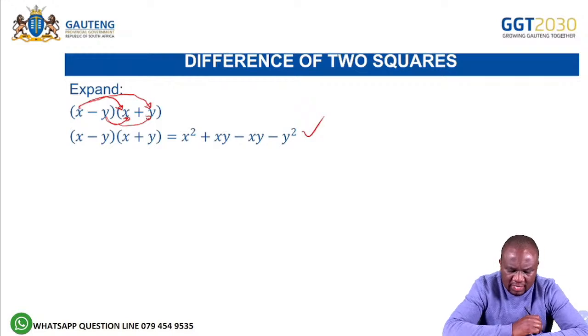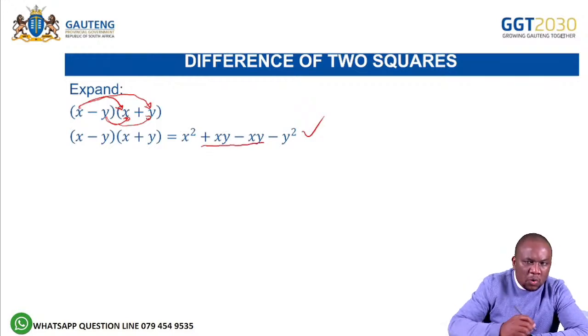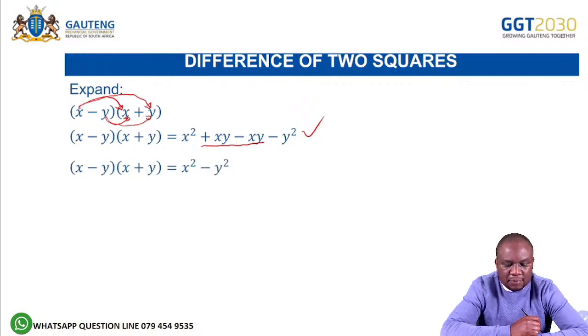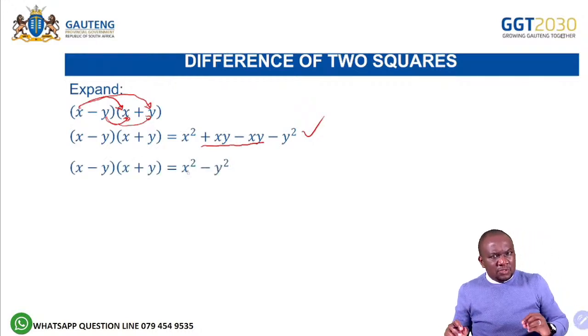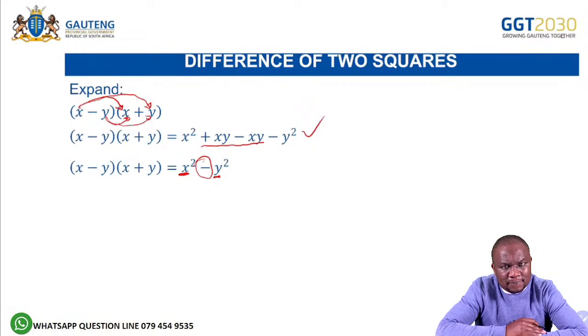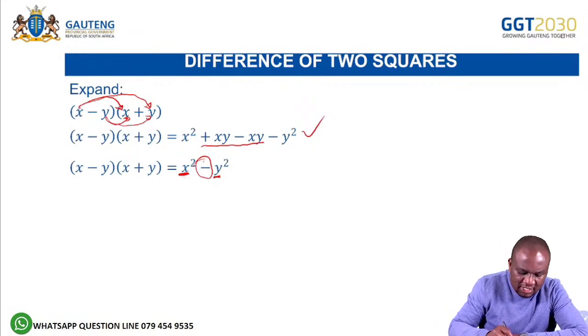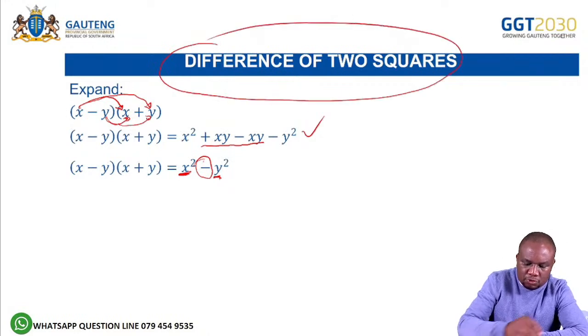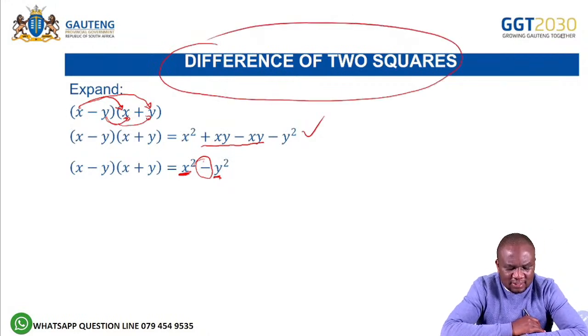Okay? Right. And then what is positive xy minus xy? That is 0. We remain with x squared minus y squared. This is a square. This is a square. When you're subtracting, you're finding the difference. Understand that? These two terms, this is a square, this is a square. When you're subtracting, what do we call the answer? We call it a difference. So this is the difference of two squares.